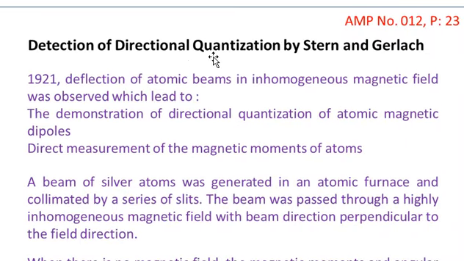Detection of directional quantization by the Stern and Gerlach experiment. In the previous experiment, we measured the physical quantities, but we have not talked about the directional quantization. That is, is the direction of these quantities fixed or not? In the experiment given by Stern and Gerlach, we are going to discuss the directional quantization of the magnetic moment or the angular momentum in the presence of the applied magnetic field.